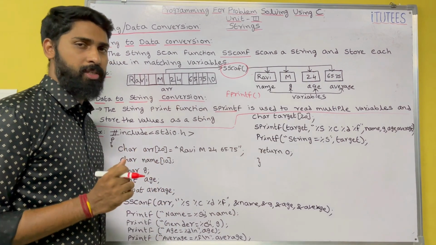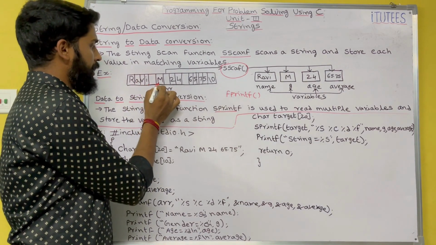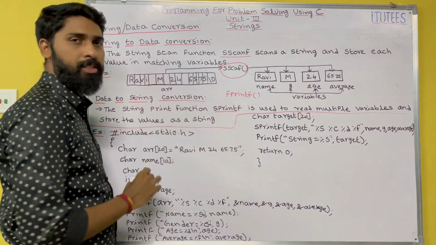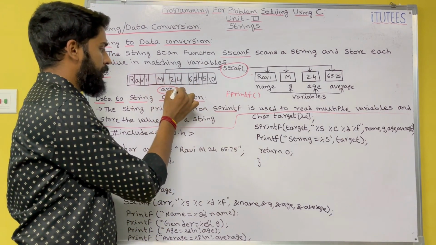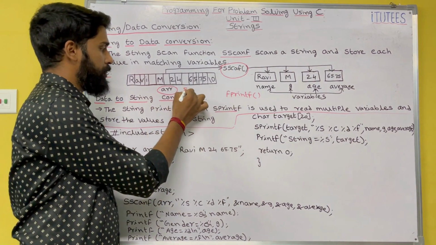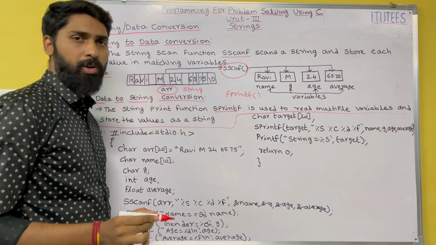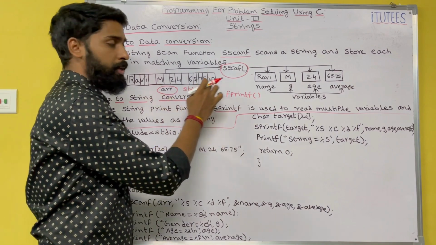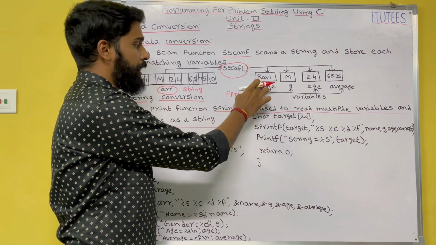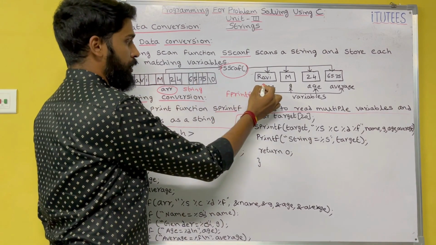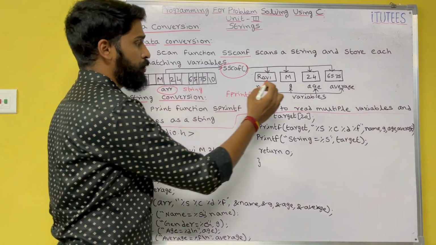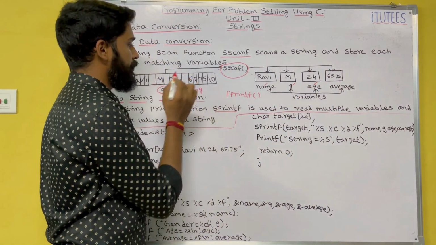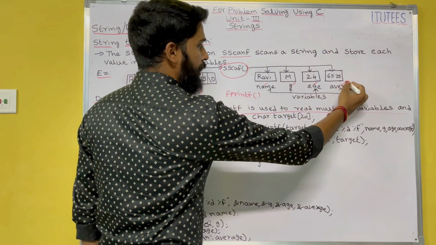So you are going to take one string. For example, the string is Ravi space m space 24 space 65.75. This string is stored in one array called ARR. Now by using the scanf function, you are going to convert this string into data and store these data in variables. Ravi is stored in a variable name, m is stored in a variable g, 24 is stored in a variable s, and the 65.75 value is stored in a variable average.